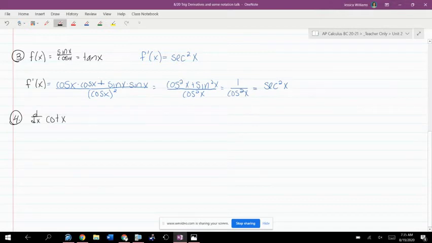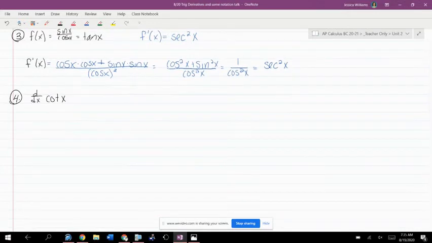So I don't know if you're catching on to any patterns here, but if tangent and secant go together, then cotangent and cosecant must go together. But the issue here is it's going to be negative. Oh, that's not how you do cosecant. Cosecant squared.